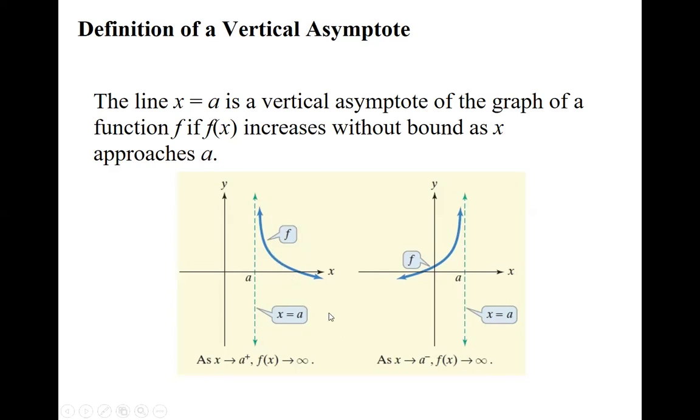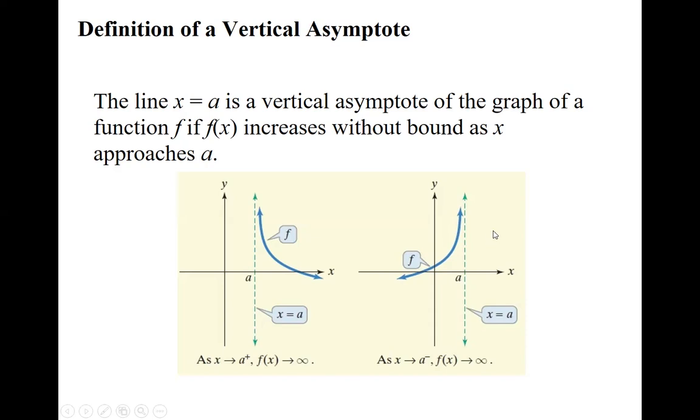Once from the right, from the positive direction, as x approaches a from the right, f of x approaches infinity. There's our arrow notation. As x approaches a from the right, f of x approaches positive infinity. And here in this one, as x approaches a from the left, from the negative direction, f of x goes up forever. f of x approaches infinity. As x approaches a from the left, f of x approaches infinity.